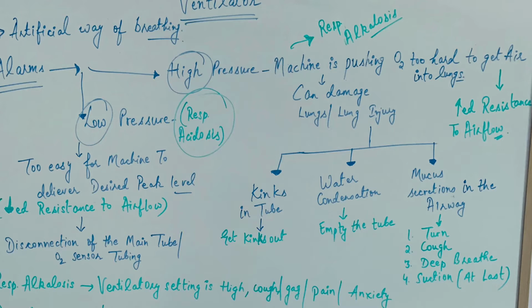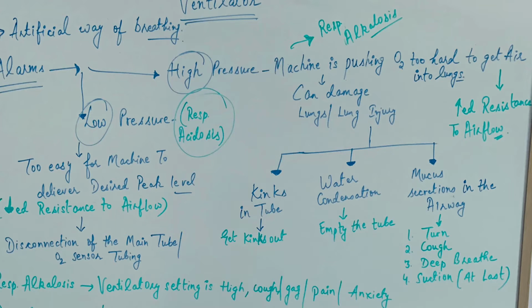All nurses who have worked in the ICU setting know about the alarms. There are mainly high pressure alarms and low pressure alarms. So let's discuss first the high pressure alarms. The high pressure alarm means the machine has to push oxygen too hard to give the air into the lungs. The machine has to put extra effort to give the desired level of oxygen into the lungs.